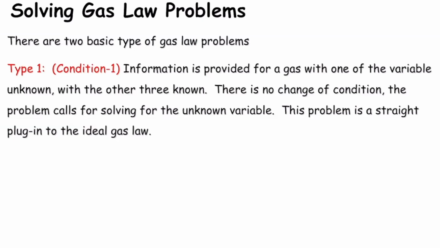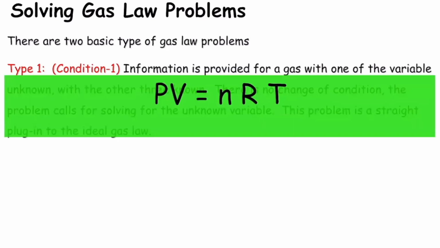Whether it be here in San Diego, you're not changing, say, the volume, for example. You're just trying to define one of the variables in PV equals nRT. You're not taking that gas system from one place to the other. So the variables don't change under condition 1. So that's one type of problem. Okay, straightforward, plug and play in terms of the ideal gas law. You want to use that.